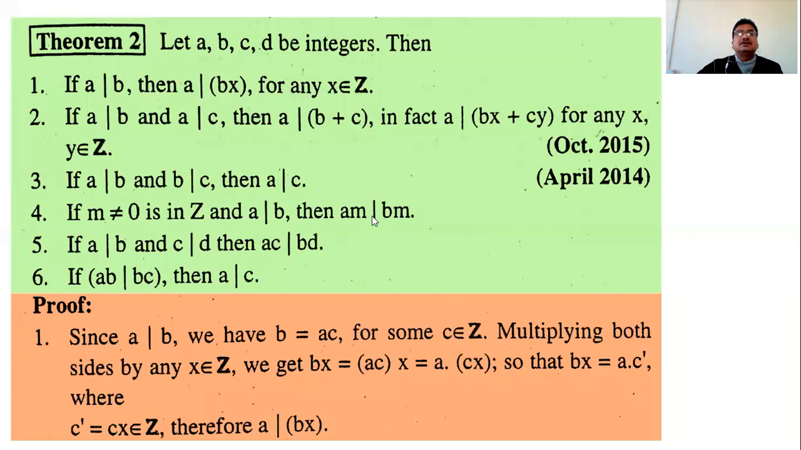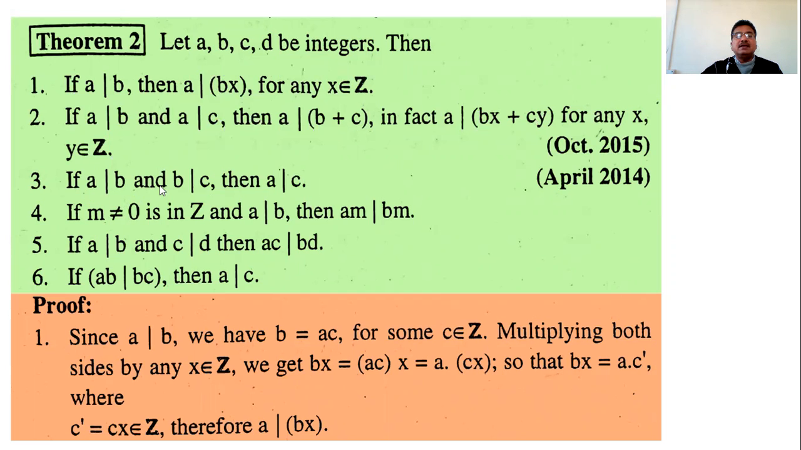Next topic is some properties of divisibility. A, B, C, D are integers, and the first theorem is: if A divides B, then A divides Bx. Then, if A divides B and A divides C, then A divides B plus C. Also A divides Bx plus Cy, for any x and y belonging to Z.